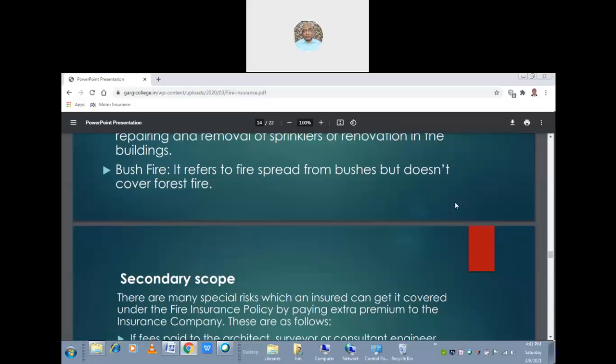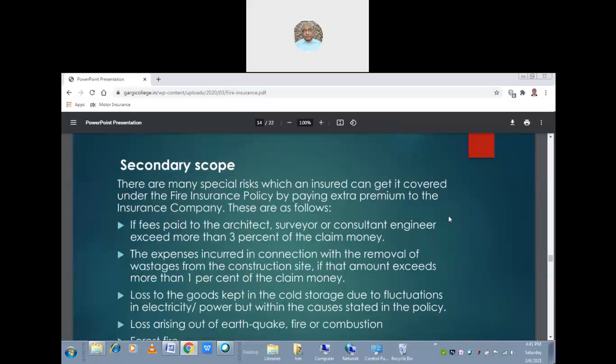But whatever the forest fire, wildfire, nobody caused it over there. At that instance, if the property is the government's, the government will be held liable. If the property belongs to a private person, because of the forest fire or wildfire, of course the government will come to the rescue of the person. In case he insured it under fire insurance, it can also be covered over there. So now the secondary scopes are concerned. There are many special risks which can be insured and get covered under the fire insurance policy.